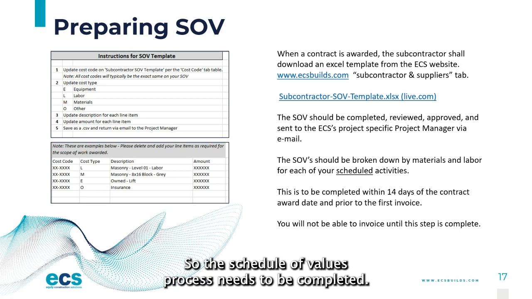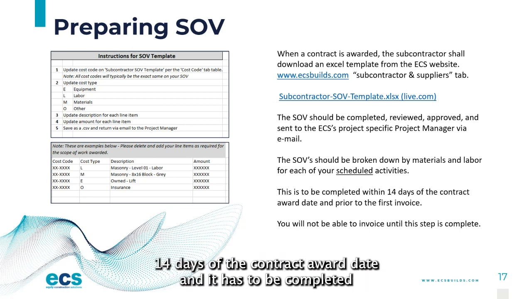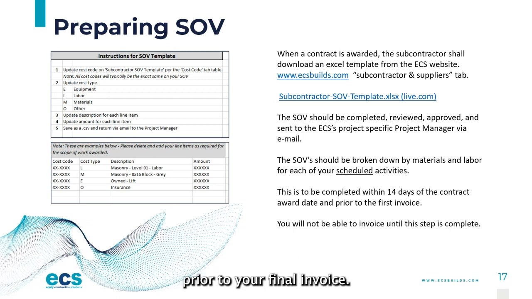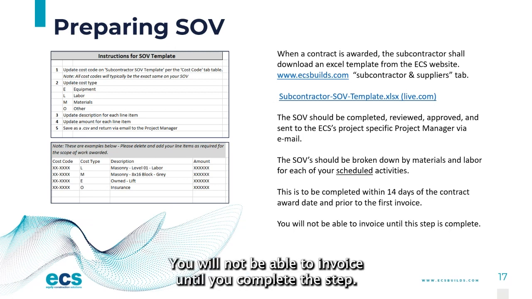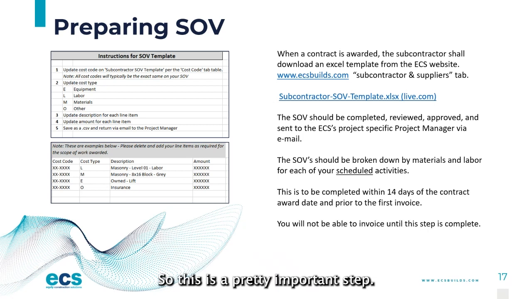The schedule of values process needs to be completed within 14 days of the contract award date, and it has to be completed prior to your final invoice. You will not be able to invoice until you complete this step. So this is a pretty important step.